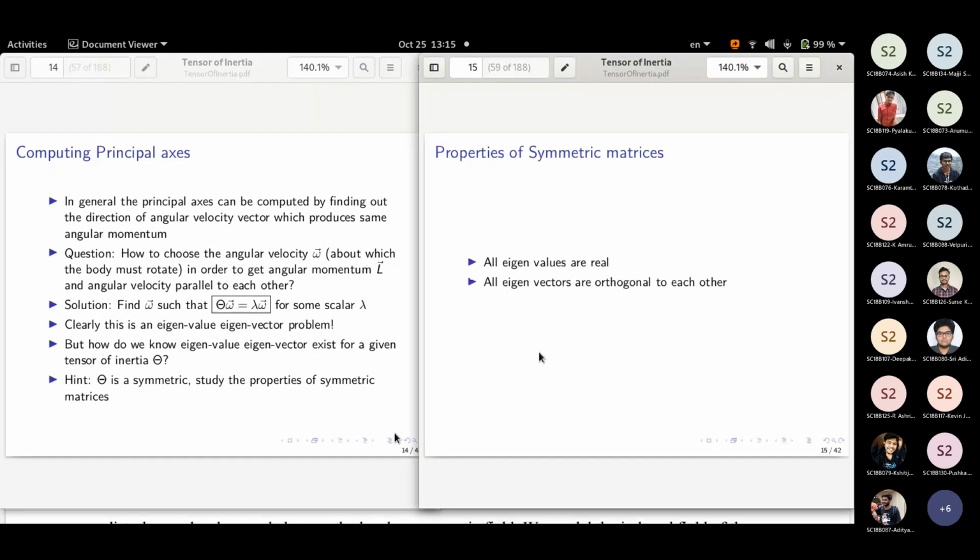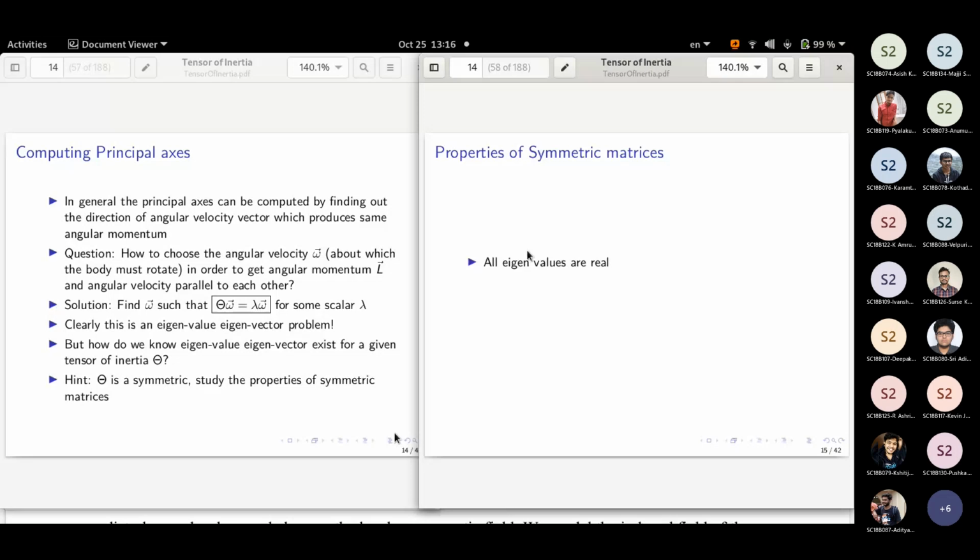Any questions until now? We will now move on to one small break, like a subroutine in computer science. We suddenly move on to some small mathematics, where we will talk about how these properties of symmetric matrices are important in analyzing the tensor of inertia matrix, or in general how it plays a role in mechanics. So these are the key properties we are going to show now.